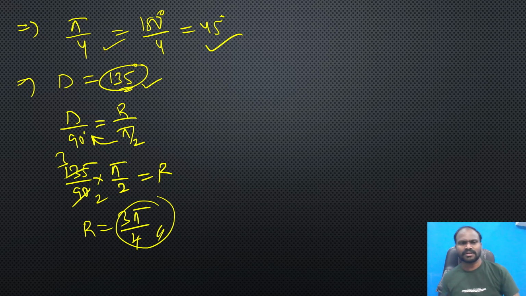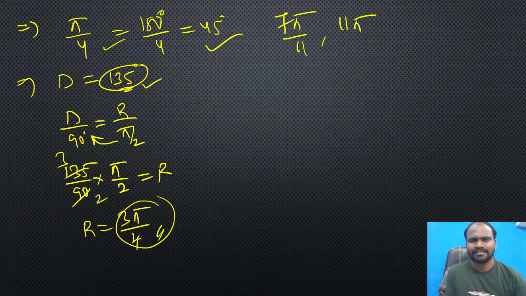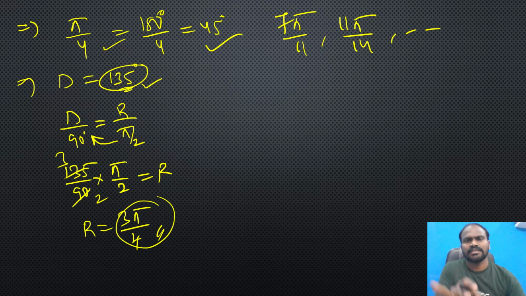So this conversion is important. While doing questions, you may see angles like 7 pi by 11 or 11 pi by 14. Whatever it is, you can try to convert it into degrees, or else you can keep it as it is if the conversion is not possible, because you may get decimal values.